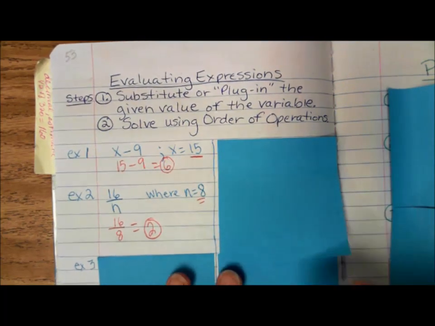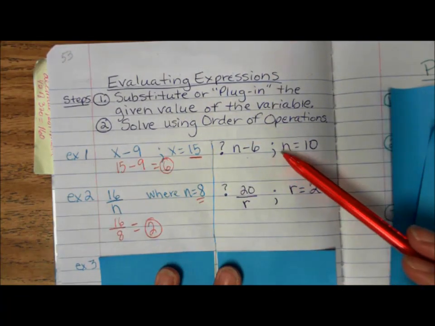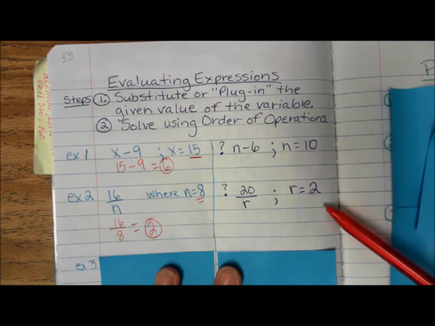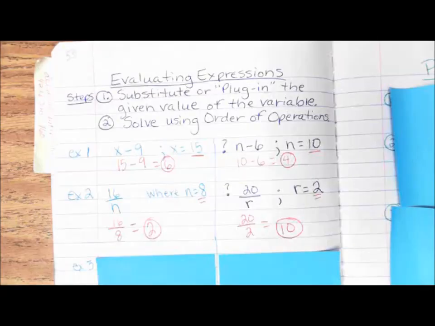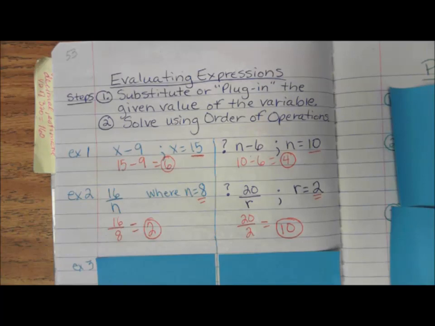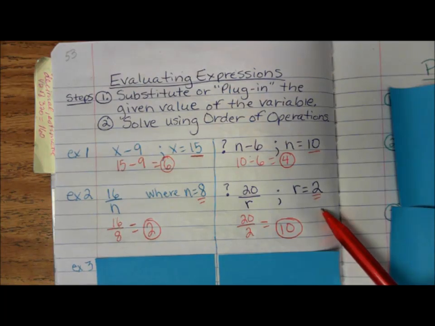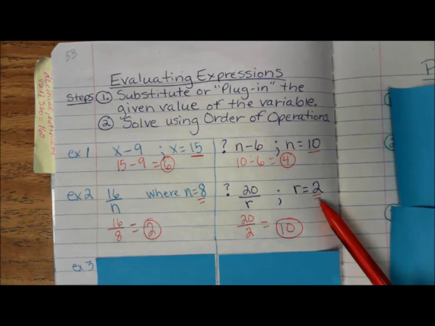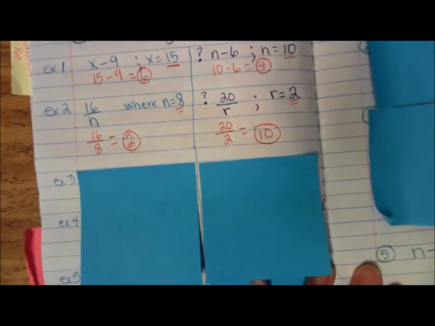All right, so now you're going to try 2. Go ahead, copy these down: n minus 6, where n equals 10, and then 20 divided by r, where r equals 2. Go ahead and pause, try those two, and then come back on and see how you did. All right, so we plugged in 10 for n, so 10 minus 6 gave us 4. And then this one, 20 divided by r, plugged in 2 for r. 20 divided by 2 is 10. Fantastic.